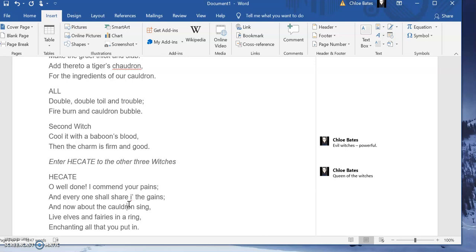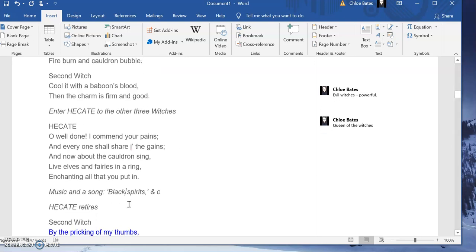There's another music piece and a song called Black Spirits. No idea how that would go, but they're absolutely jamming out to Black Spirits.